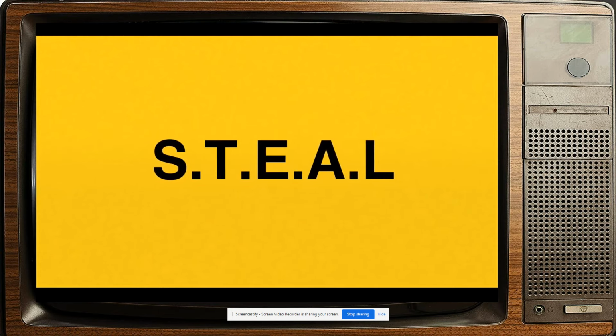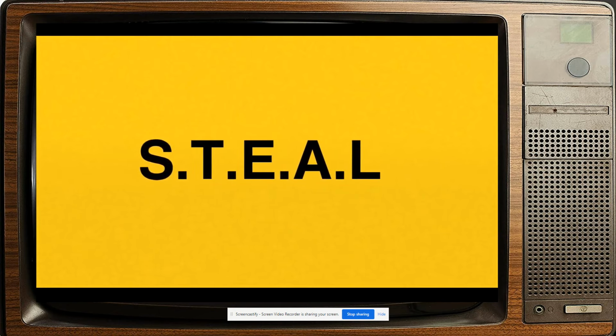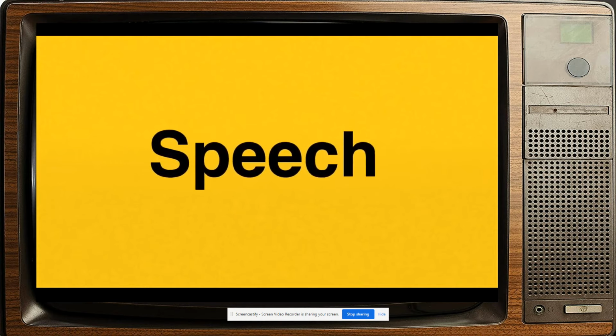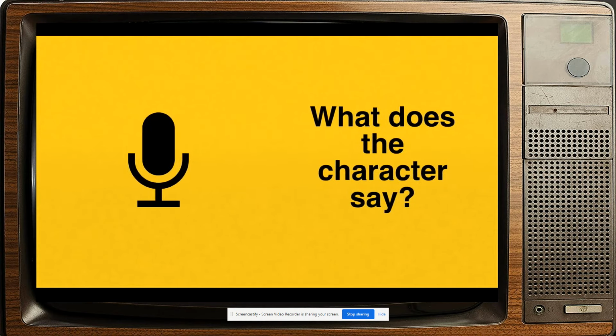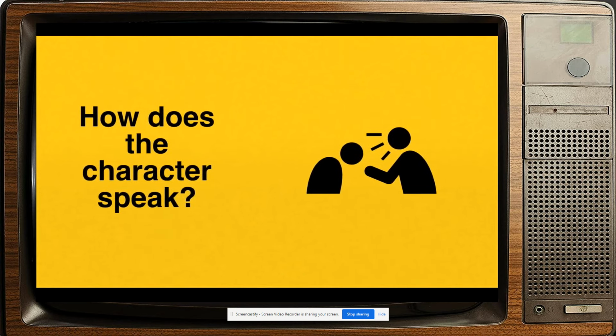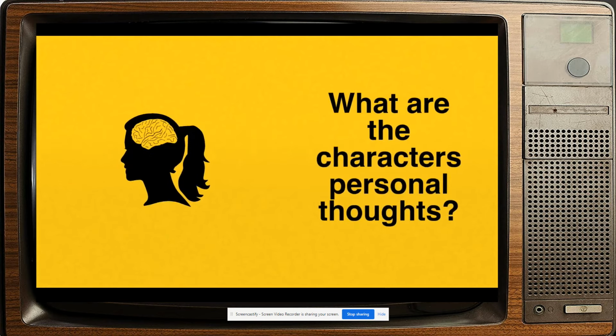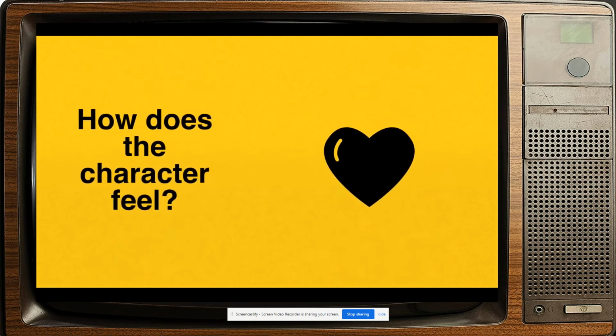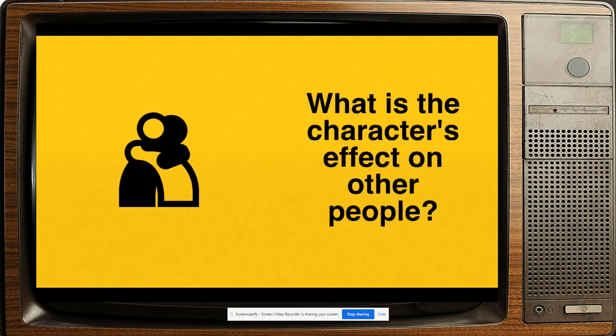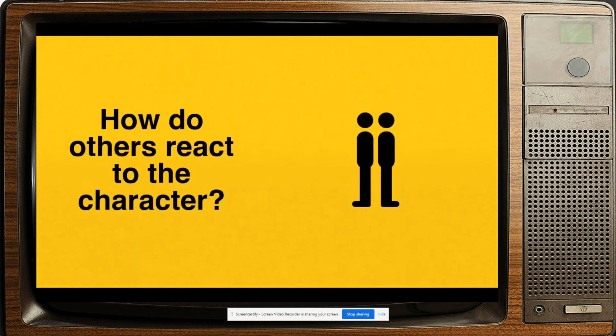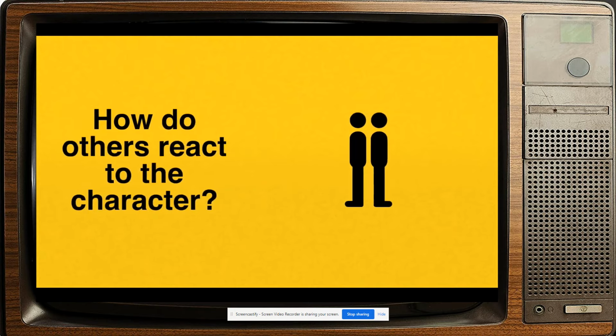When you want to better understand a character, use the acronym STEAL to help you. S stands for speech. Think about what the character says and how the character speaks. T stands for thoughts. Consider the character's personal thoughts and think about how the character is feeling. E stands for effect on others. Think about the character's effect on other people. How do others feel or react in response to the character?